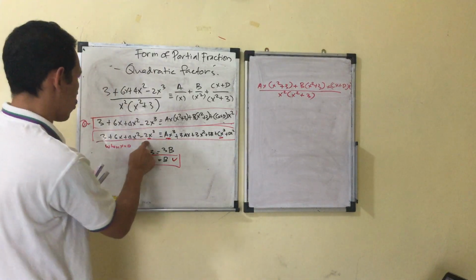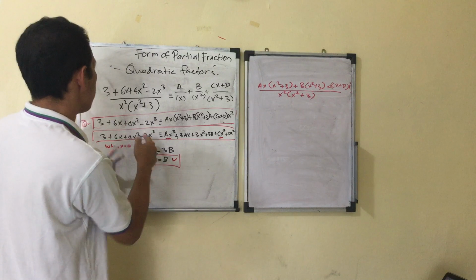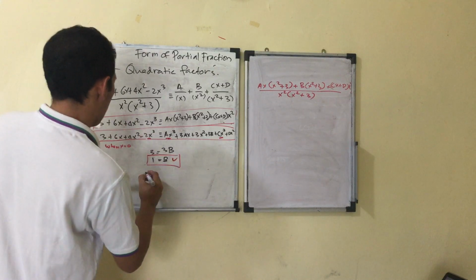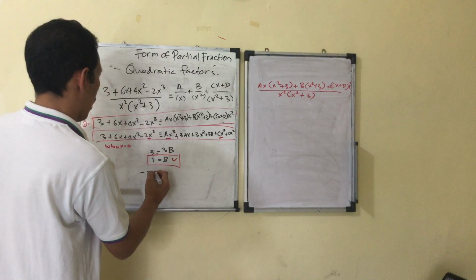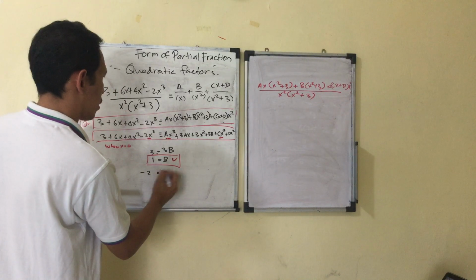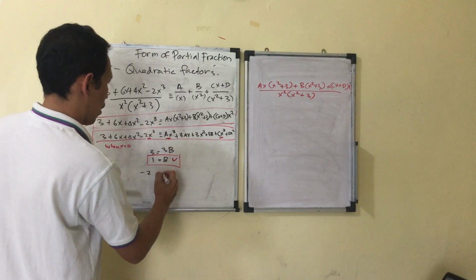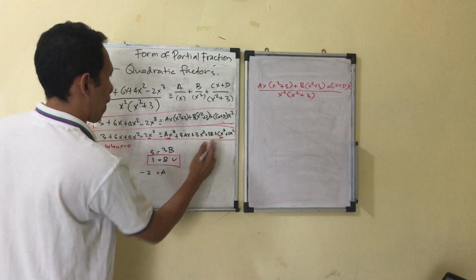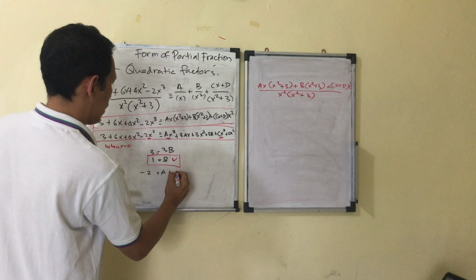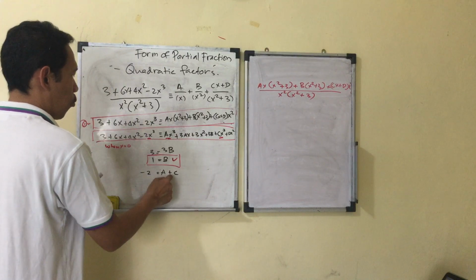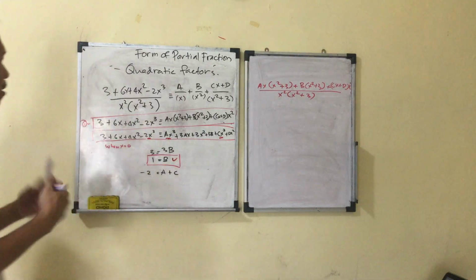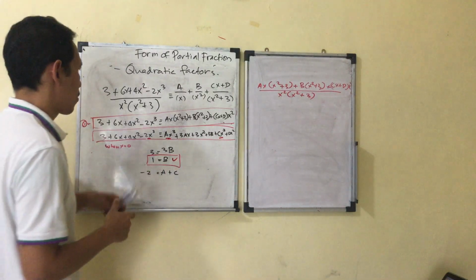So it's negative 2. X cubed is negative 2. So meaning that negative 2 is equal to A plus C. We have another expression there, but we don't know what A and C are yet. We don't know yet. So we have one expression there.